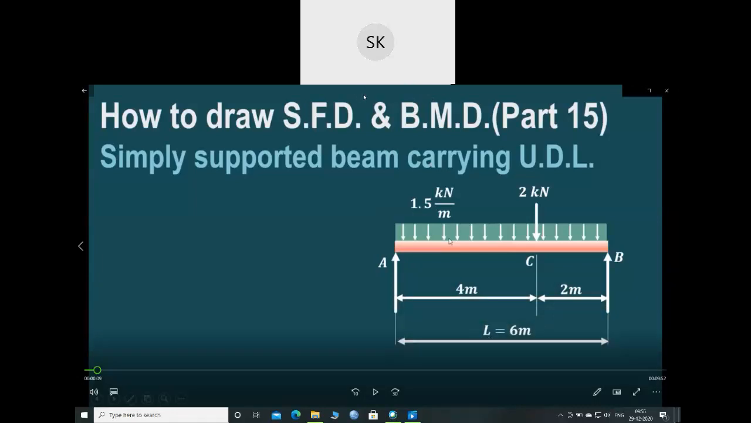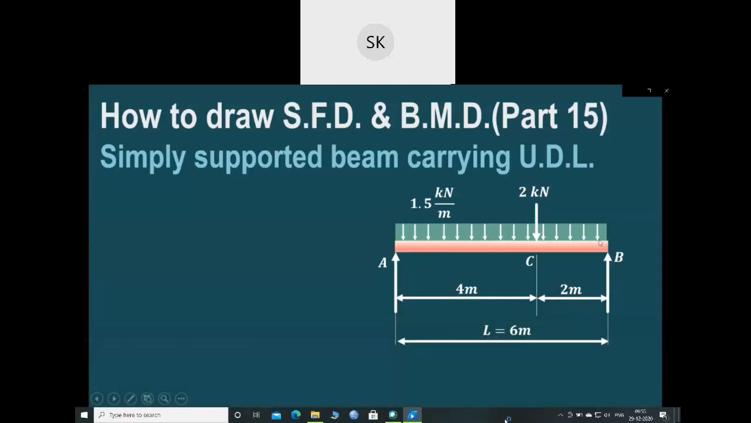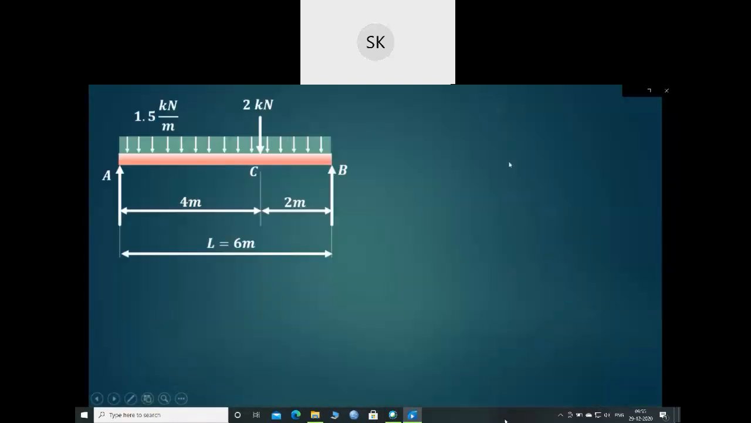So let's continue. Distributed load throughout the span and a point load as shown over here. Now the total span length is L equal to 6 meter and a point load of 2 kilonewton is acting at a distance of 4 meter from the left hand support, and there is a UDL of 1.5 kilonewton per meter acting over the entire span length.